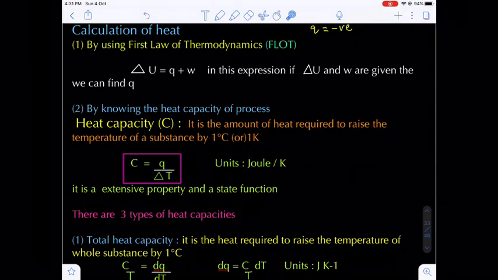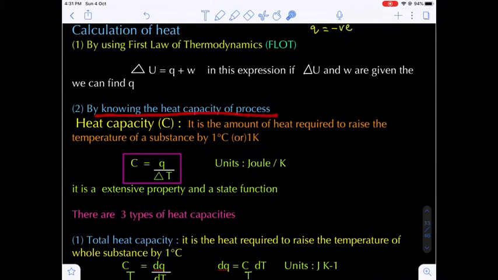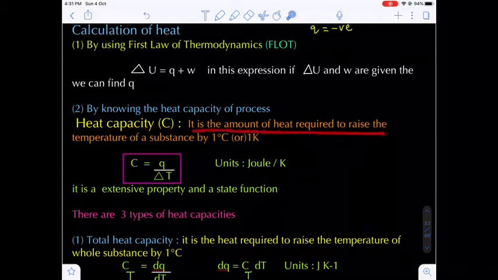Now the second method, from the heat capacity of a process. By knowing the heat capacity of a process. What is the meaning of heat capacity? It is represented by the letter C. It is the amount of heat required to raise the temperature of a substance by 1 degree Celsius or 1 Kelvin.